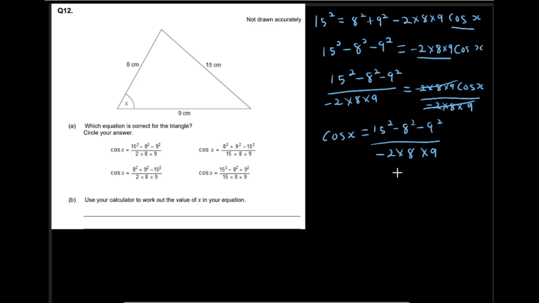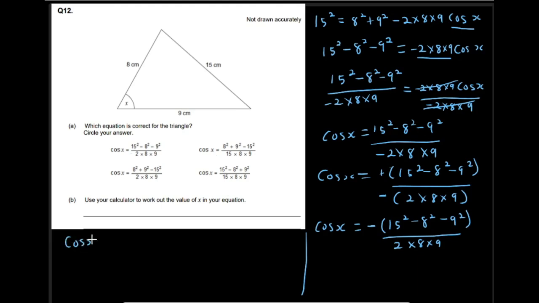Now all we have here is the same thing as saying cos x. If you look at all the options, there's no one that is exactly like this. Alright, but we can simplify further. Now how do we go about that? What we have here is still the same thing as saying cos x equals positive 15 squared minus 8 squared minus 9 squared all over negative 2 times 8 times 9.